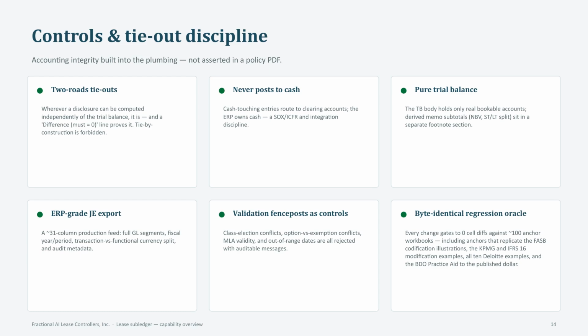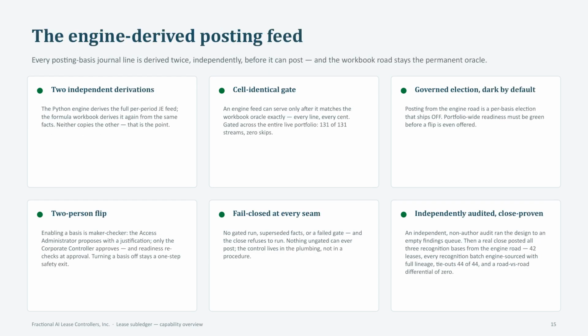A roughly 31-column ERP-grade journal export, and the byte-identical regression oracle. Every change gates to 0 cell diffs against about 100 anchor workbooks, including anchors that replicate the FASB illustrations, the KPMG and IFRS 16 examples, all 10 Deloitte examples, and the BDO practice aid to the published dollar. And the newest layer of that discipline, the posting feed itself, is now derived twice.